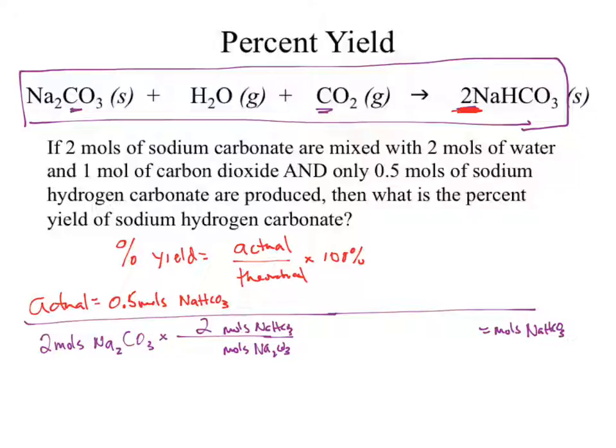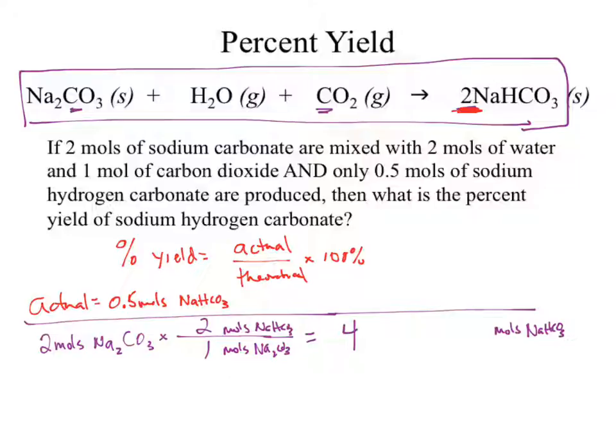What number shows up in front of sodium carbonate? 1. We run the calculation, what do we get? 4 moles of sodium hydrogen carbonate could be produced. Is that my theoretical yield? Why are you saying no right out of the gate? That is moles of sodium hydrogen carbonate. Isn't that what I was looking for?